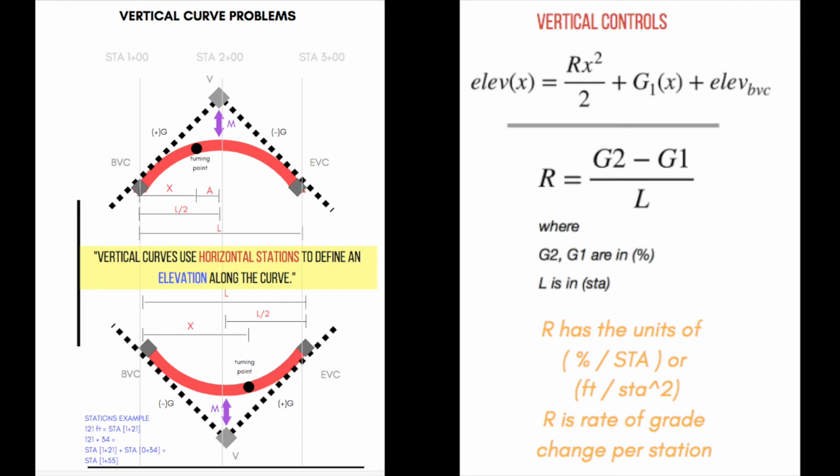One interesting thing to note about R is that it is also the units of feet over station squared. So plugging in x with stations will cancel out the stations and leave you with feet, which is the desired unit for an elevation.